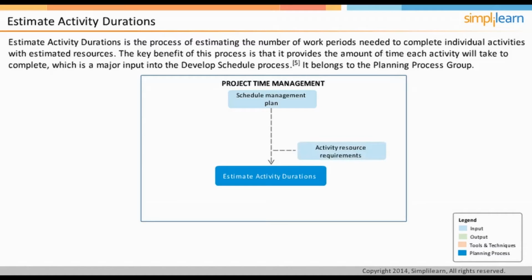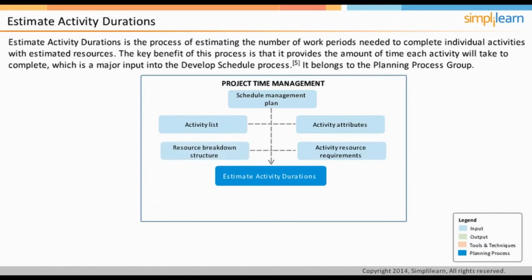Activity resource requirements is also an input to this process because resources assigned to an activity would significantly affect the activity duration. That is, the lower-skilled resources would take more time than the high-skilled resources. The other inputs include activity list, activity attributes, and resource breakdown structure. Resource calendars are also an input to this process. The type and skill set of resources available to the team may have an impact on the time it would take to complete the activities.